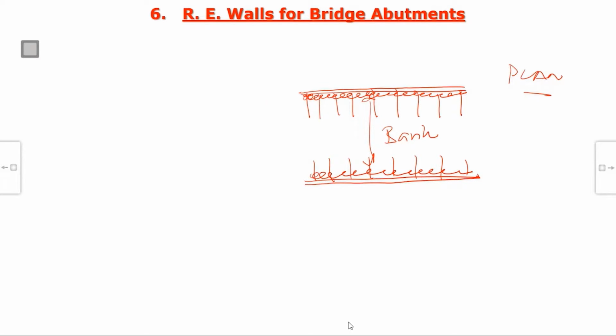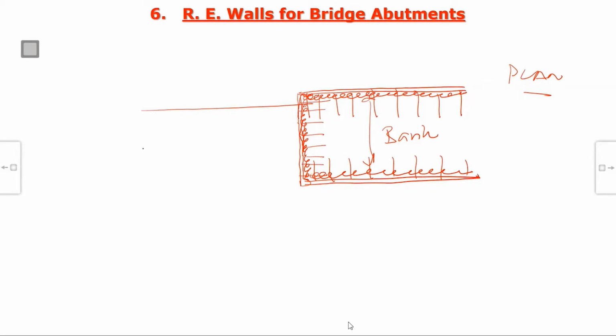Now, wherever, let us say you have got some underpass going through your bank, or maybe it is a bridge, then you will have abutment also somewhere here. Even abutment also, rather than being normal gravity type, you can make it RE, and then reinforcement of abutment will come in this direction, and this will be drainage of abutment.